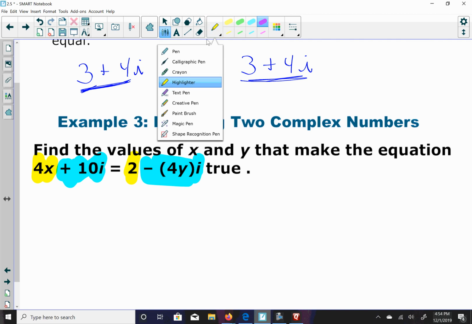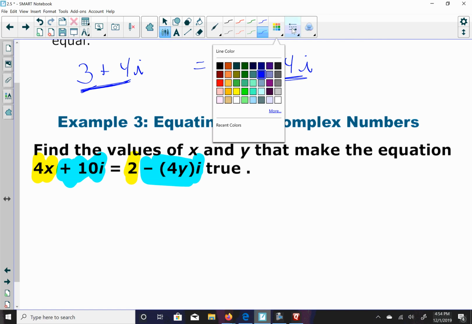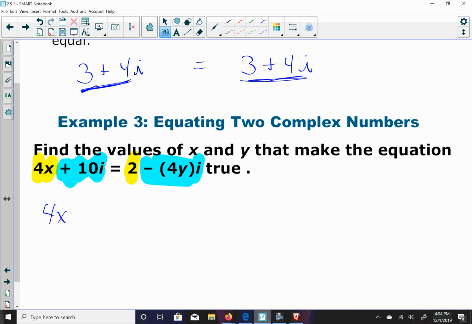So let's solve this. In order to solve this, I would take my real parts, which are highlighted in yellow, and I would set those equal to each other. So I'm going to say 4x is equal to 2. I'm solving for x, so I'm going to divide both sides by 4. And in this case, x would have to be equal to 1/2.